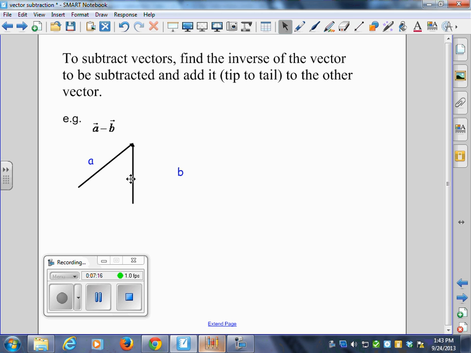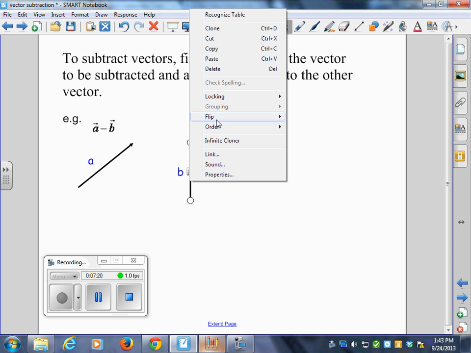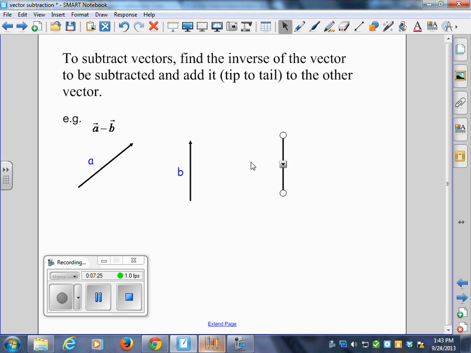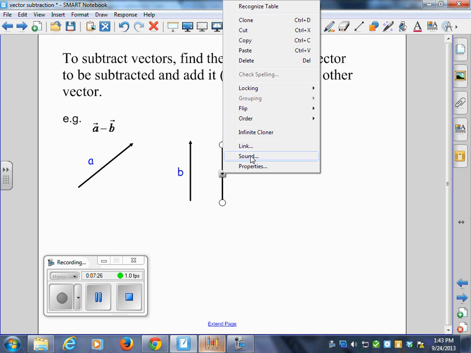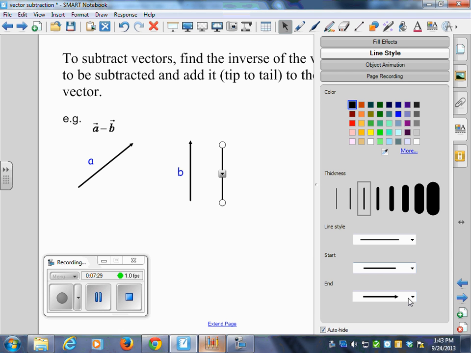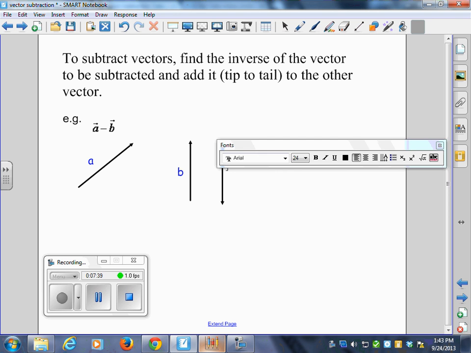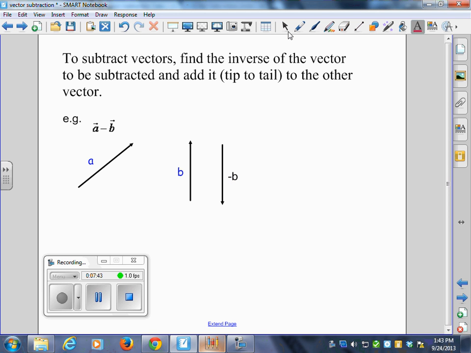Okay, so how am I going to do that? I'm going to make a copy of this, right? Copy. And then I'm going to flip it upside down by switching the arrow here. Okay, and then I'm going to call this minus B, right? And then I'm going to take A.